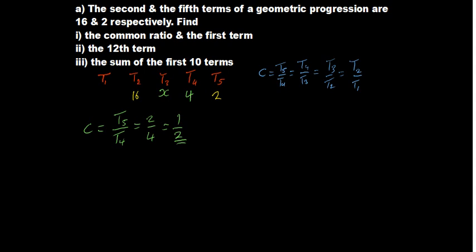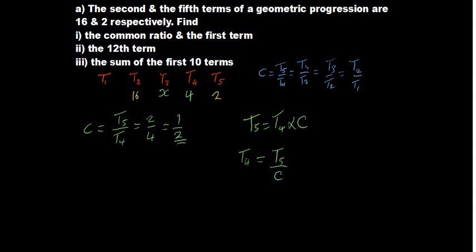From the common ratio, we can find the first term. So how do we find the first term? Something that we need to understand is that if I want to find the fifth term from the fourth term, I need to multiply the fourth term by the common ratio. But if I want to find the fourth term from the fifth term, I need to divide it by the common ratio. You either divide by the common ratio or multiply by the reciprocal of the common ratio. It's still one and the same thing.